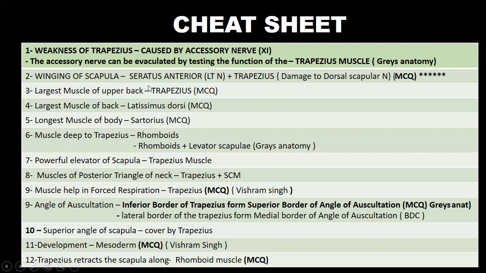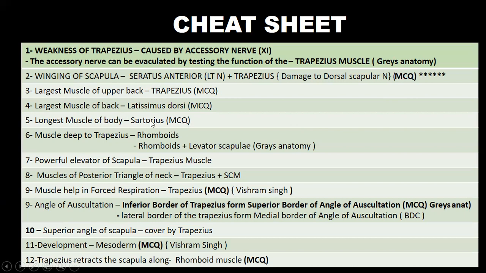Winging of scapula is caused by serratus anterior, by damage of the long thoracic nerve, and if the trapezius is involved, then the nerve damaged is the dorsal scapular nerve. Now, there is a confusion about the largest muscle of the back. So just focus on these 3 points. The largest muscle of upper back is trapezius. The largest muscle of the back is latissimus dorsi, and the longest muscle of the body is sartorius.